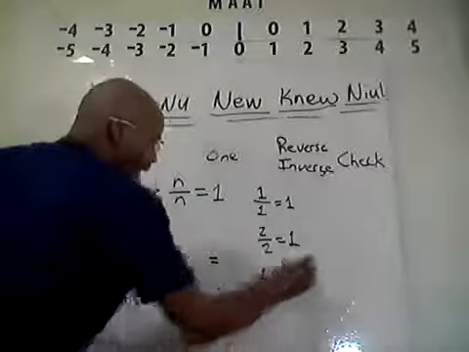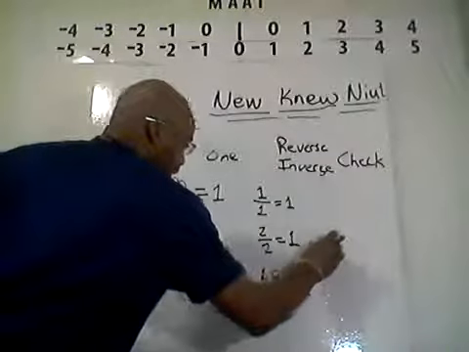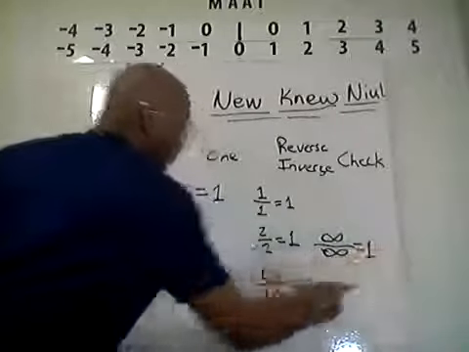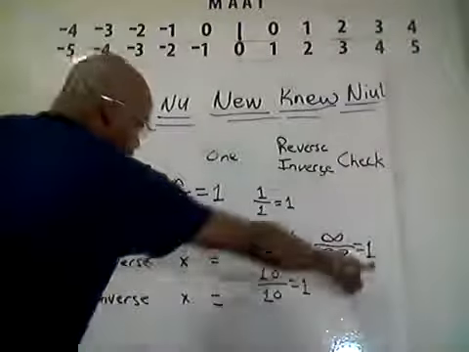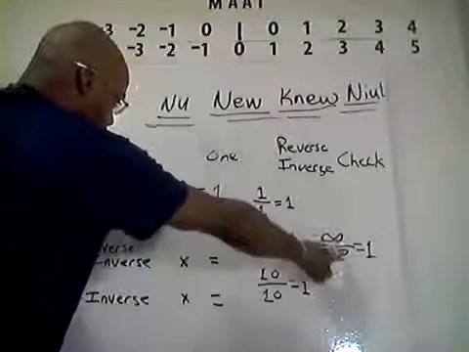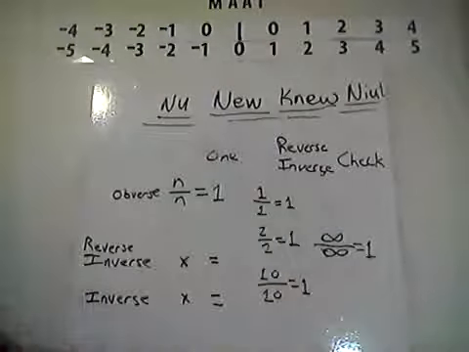So we mentioned last time, just to make it clear, make it plain: infinity divided by infinity equals 1. Okay? Because n as in infinity divided by infinity equals 1.